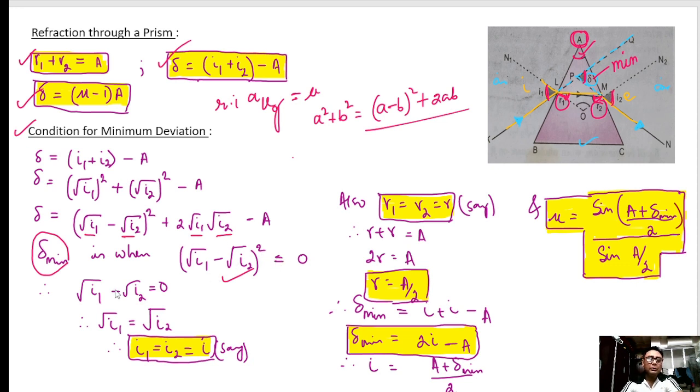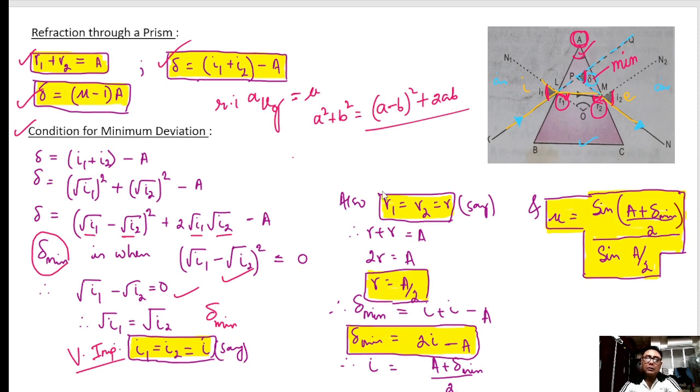So if this is 0, I can write root I1 minus root I2 is 0. So root I1 equals root I2. That means I1 is equal to I2. A very important relation. That means for minimum deviation, your angle of incidence and angle of emergence have to be the same. The I1 and I2, as you can see, have to be the same.